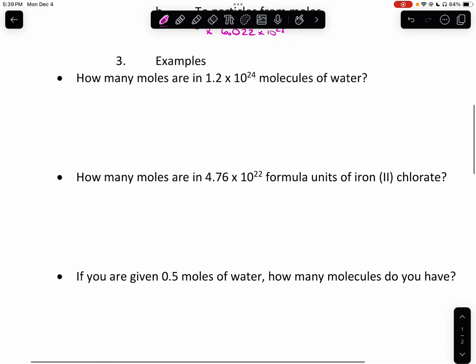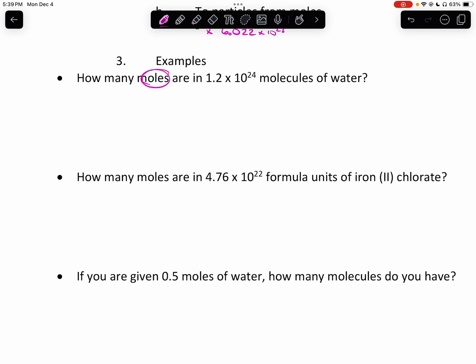So let's see here. We're looking for how many moles are in 1.2 times 10 to the 24th molecules. Notice we have molecules, which tells us, ding, ding, ding, this is a covalent compound. So this is another way that we can get some information about what's going on. All right. What we're always going to start with is what we underlined. In this case, it's that 1.2 times 10 to the 24th molecules.